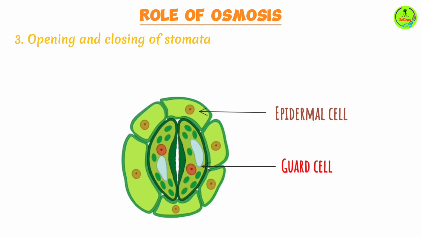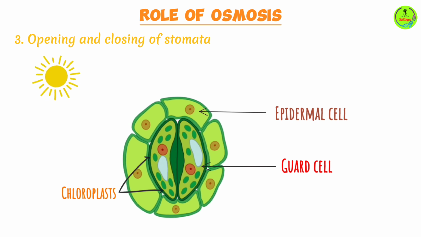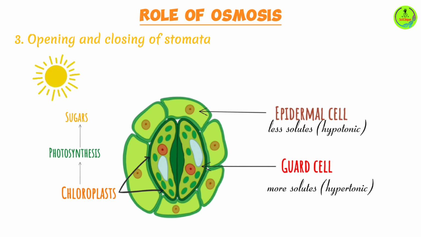Now, these guard cells have chloroplasts, and chloroplasts are organelles that carry out photosynthesis. So, guard cells carry out photosynthesis and in the process produce sugars. So, these sugars accumulate within the guard cell. It reaches a point whereby the guard cells have a higher concentration of solutes compared to the surrounding epidermal cells. Yani, they become hypertonic to the surrounding epidermal cells.